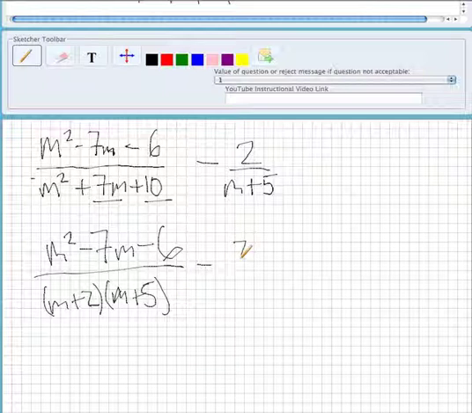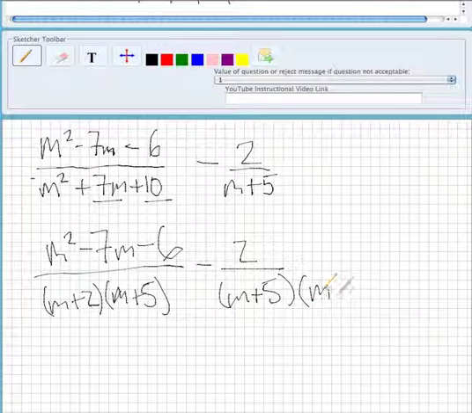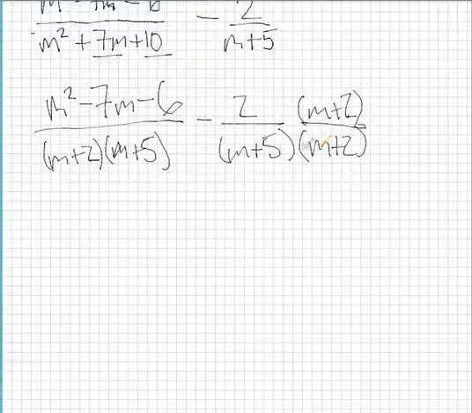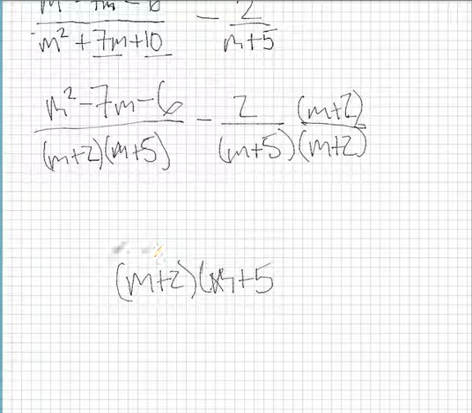So now what we can see is that all this side needs is just m plus 2. So we're going to multiply the top and bottom by m plus 2 of this second fraction. All right? So we're going to leave the bottom the same. It becomes m plus 2, m plus 5. That's our denominator.